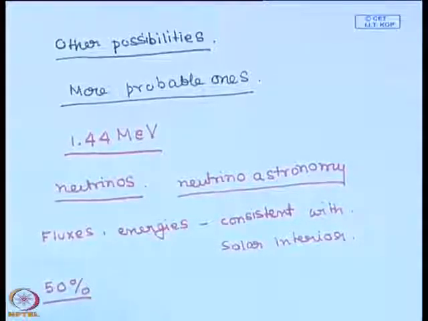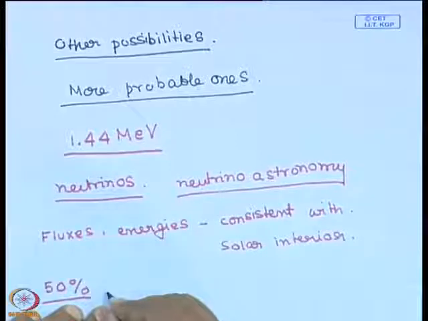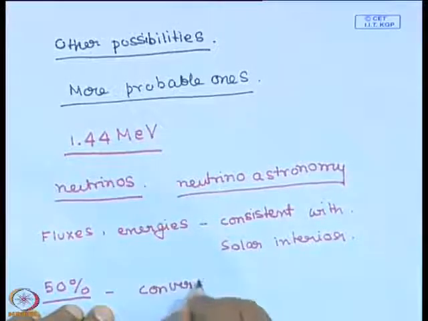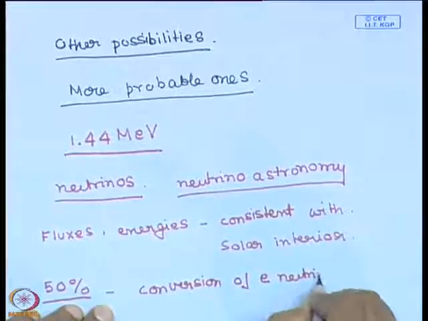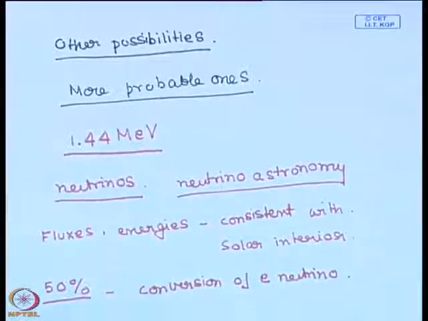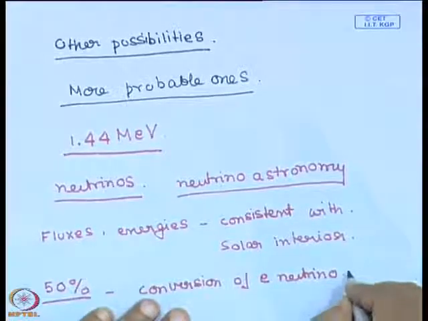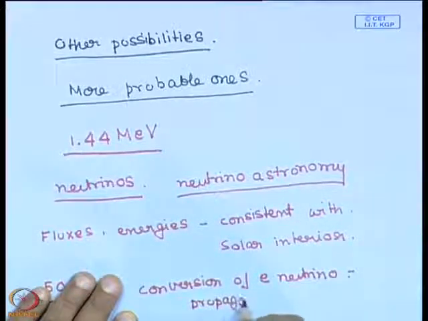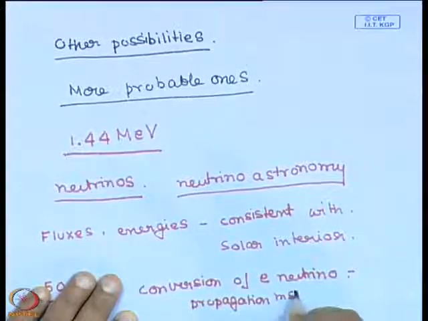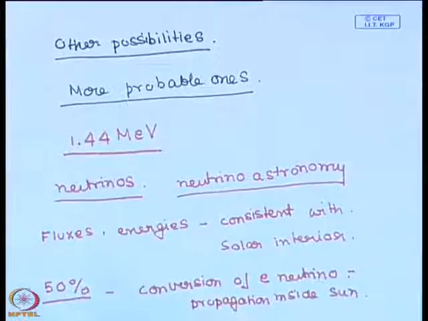This is now understood to be a result of the conversion of electron neutrino to other types. So, there are the mu and tau neutrino. So, the 50% deficit is now understood to be because of the conversion of electron neutrinos to other types of neutrinos during their propagation inside the sun. And most of the neutrino detectors are sensitive to the electron neutrinos. So, they were missing out the neutrinos because they were being converted into the mu or tau neutrino. Okay. So, this is also now understood.